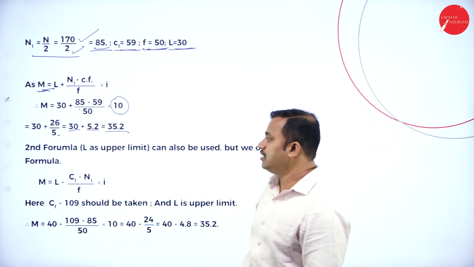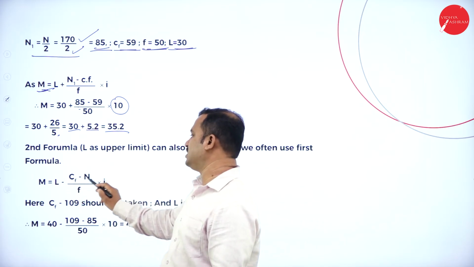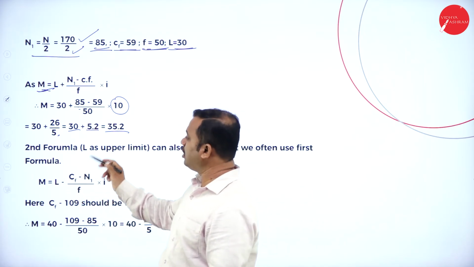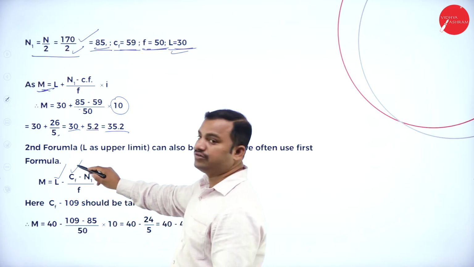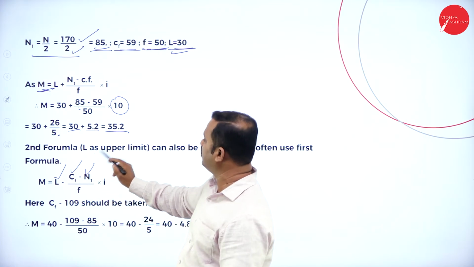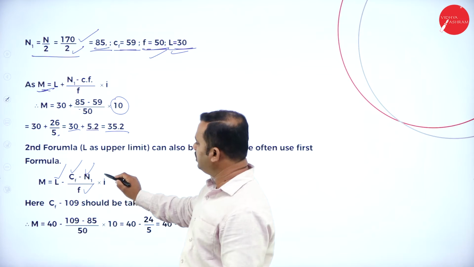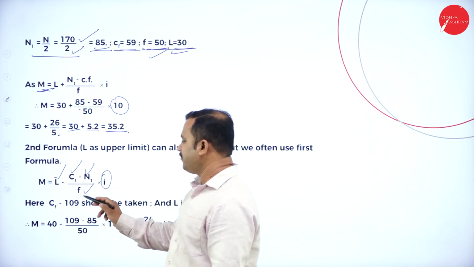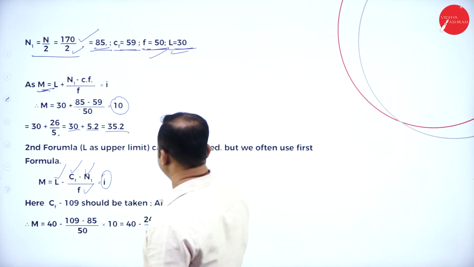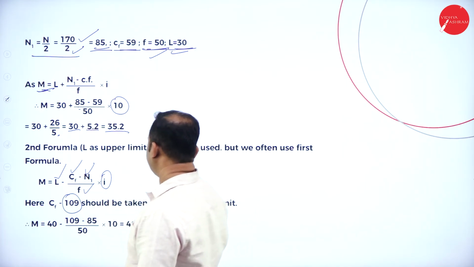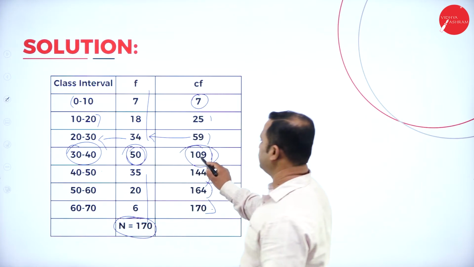Using the second formula which I had mentioned earlier, that is median is equal to L minus CF minus N1 by F into I. I have already got the value of L which is equal to 30, then we have CF which is equal to 59, N1 is equal to 85, F is equal to 50, I is 10. If I substitute those values, the cumulative frequency is 109 if you look at it.